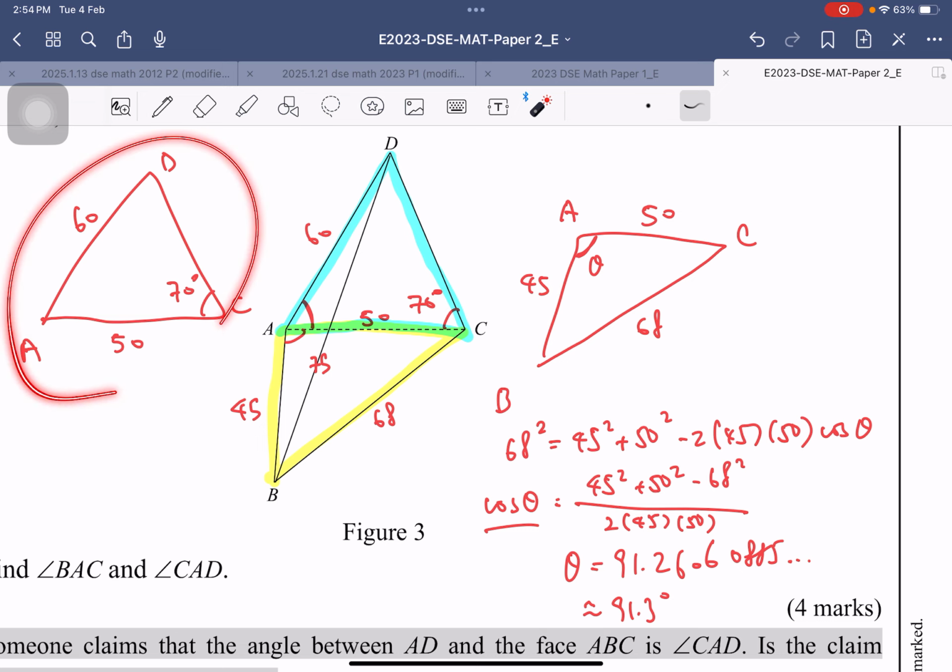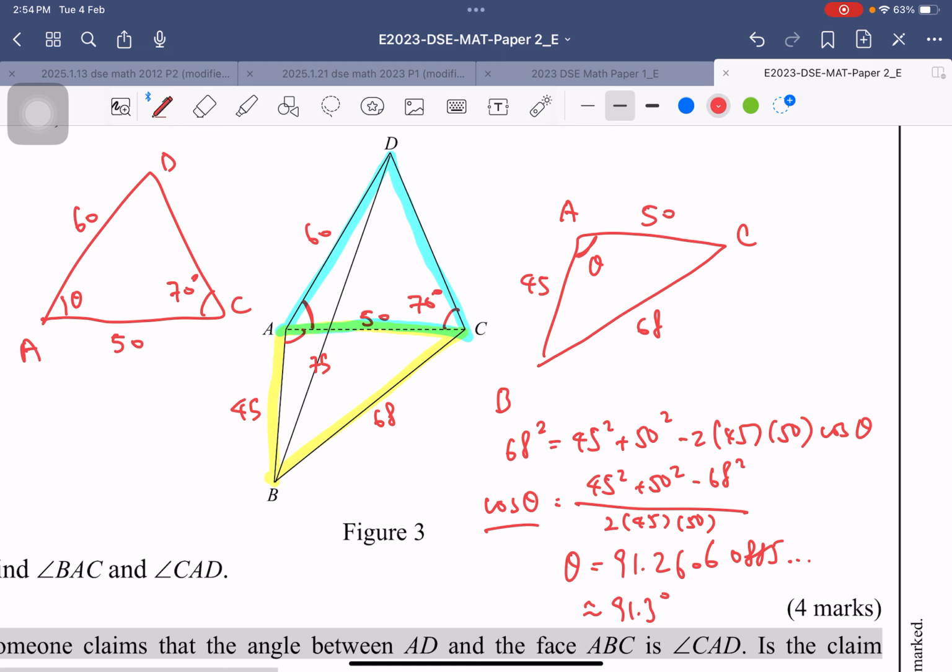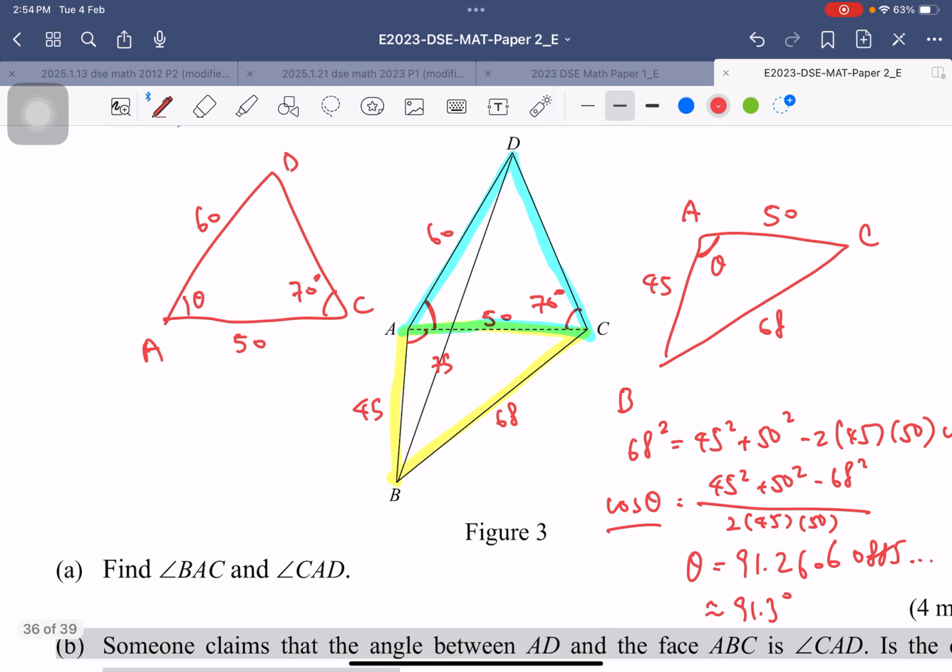Okay, so which law do you need to use? Sine law. But we don't have the opposite side, isn't it? We have this side. What is the opposite angle? It's this. So you're trying to find out what is the angle here, and I can use the angle sum of triangle, isn't it?